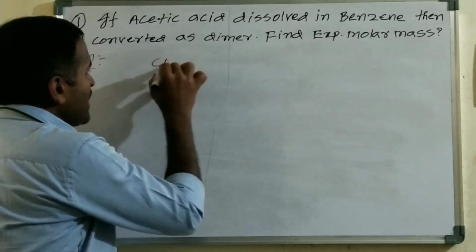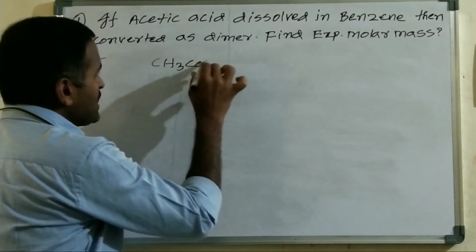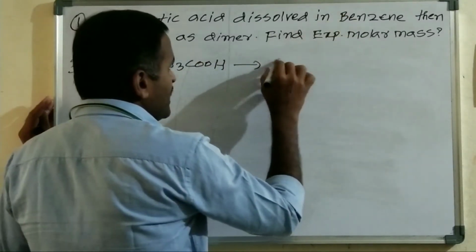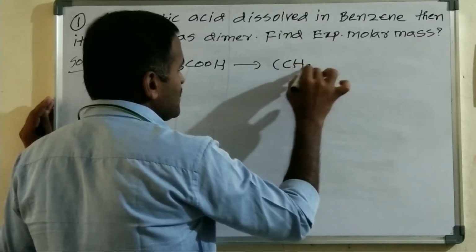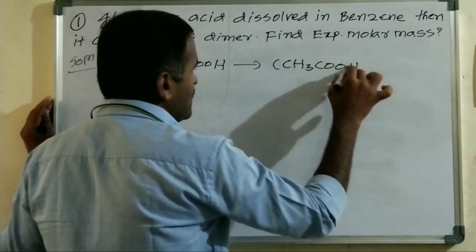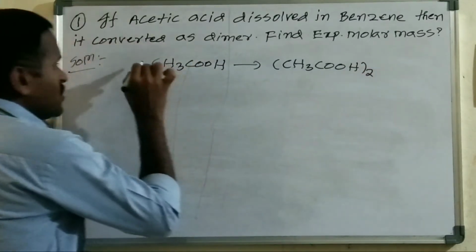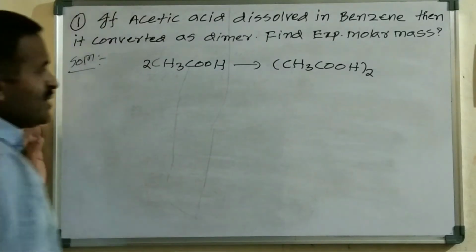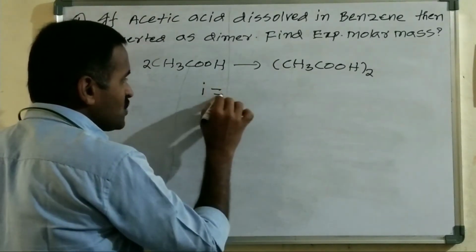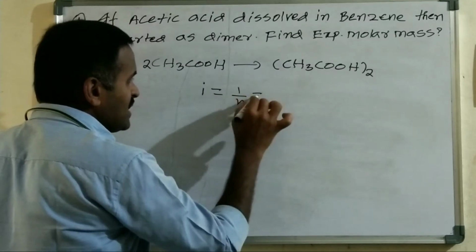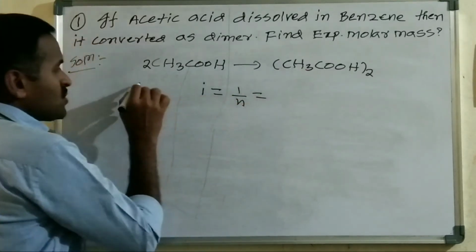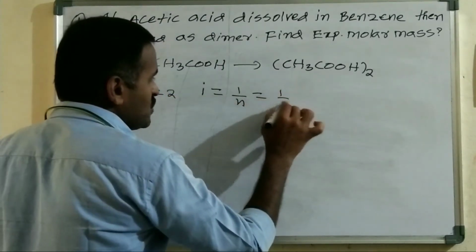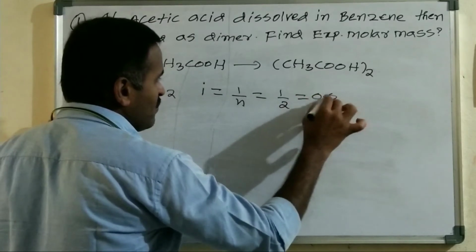Acetic acid, CH3COOH, is the formula, and when it is dissolved in benzene it is converted into a dimer. Dimer means (CH3COOH)2, where the H is taken twice. So when it is completely converted into a dimer, its Van't Hoff factor i can be written as 1 by n, and here n is equal to 2, so i is equal to 1 by 2, that is 0.5.